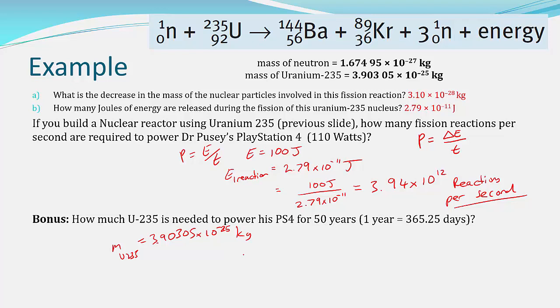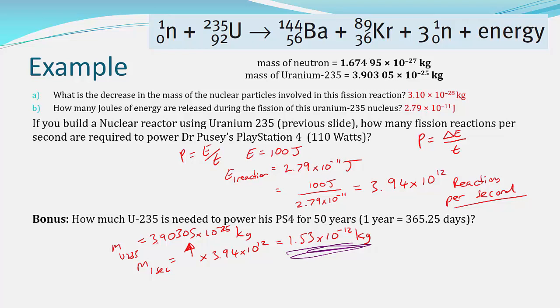So if I'm going to need that many reactions per second, the amount of mass that I need for 1 second is going to be equal to that number multiplied by the 3.94 times 10 to the 12. And what I should get if I do that is 1.53 times 10 to the negative 12 kilograms. So that number represents how much uranium I'm going to need for 1 second. Still, this doesn't really tell us anything interesting about how much uranium we're going to need.